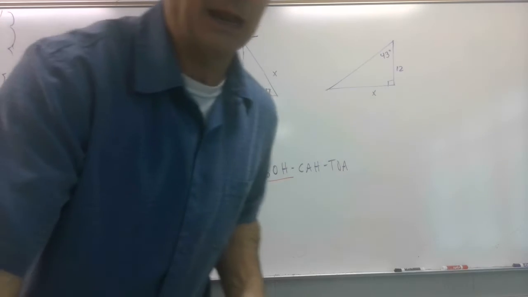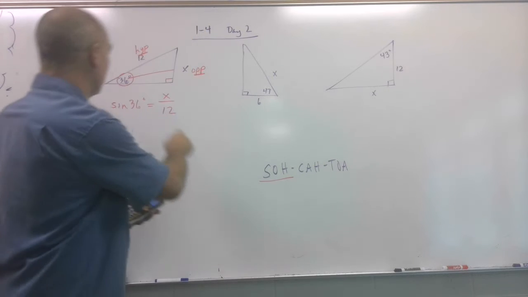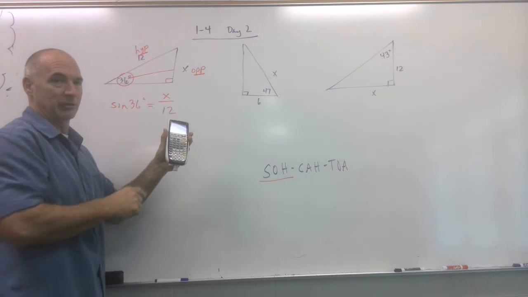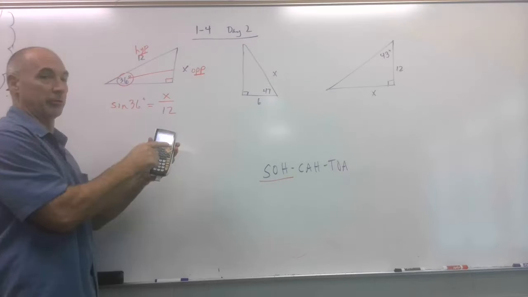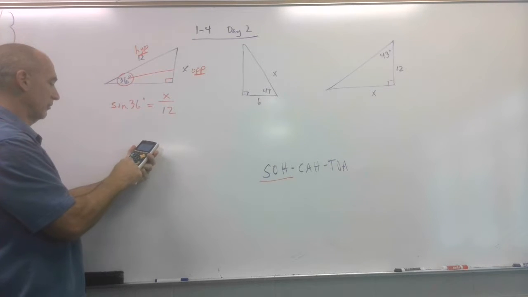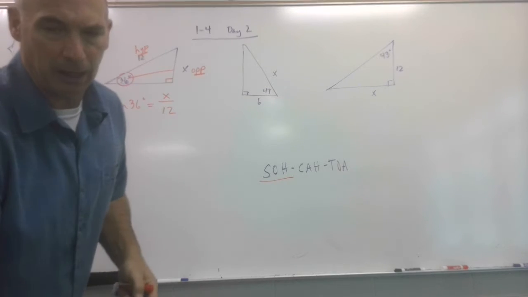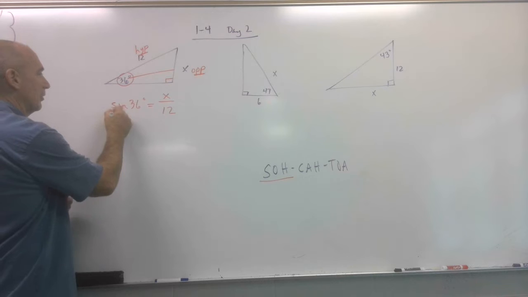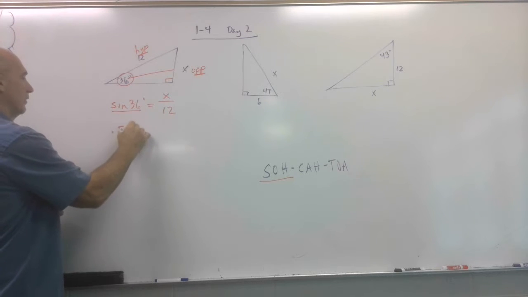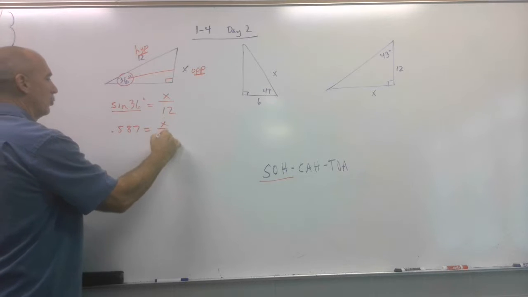So I've got my handy dandy calculator right here. And I got to turn this into a number. Now make sure your calculator is in degree mode, not radians or gradians. So I'm going to go sine of 36 degrees, enter, 0.587. How accurate do you need to be? Well, let's just go to the thousandth, and then we'll go x over 12.